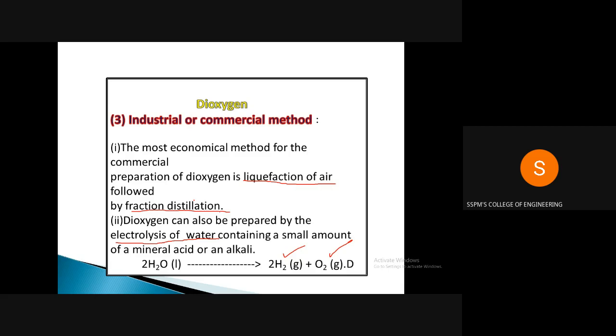So these are some properties of dioxygen: it is a colorless, odorless, tasteless gas. It is slightly soluble in water, which sustains marine and aquatic life.